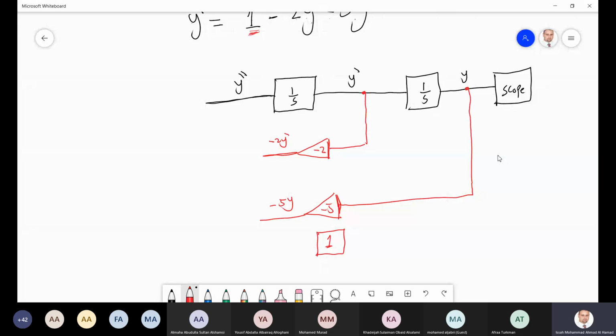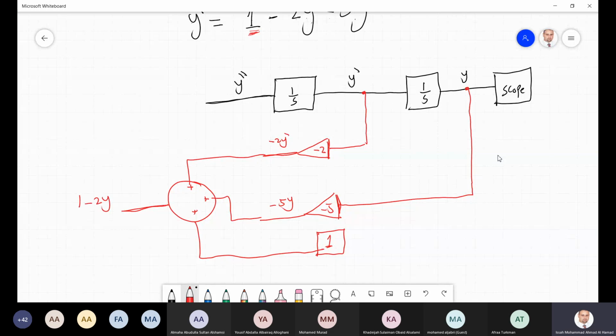Then I can add them all to a summation block. What would be the result here? 1 minus 2y prime minus 5y, correct? And this summation is equal to y double prime, so you can connect them to the input of the first integrator.